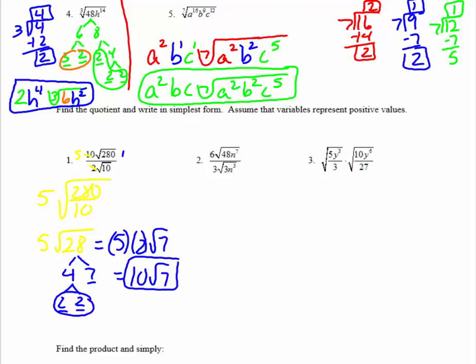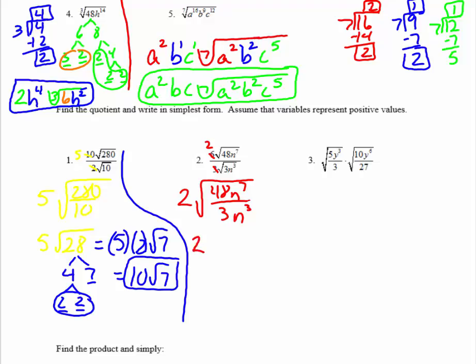Number 2, we have 6 times the square root of 48 into the 7th, all over 3 times the cubed root of 3 into the 3rd. Just like in the previous problem, we are allowed to cancel the 3 and the 6, so we'll get a 2 on top. And because we have the same index, we'll put them underneath the same radical to see if that helps. So we'll have 2 times the square root of 48 into the 7th, all over 3 into the 3rd. So underneath the same radical, are we allowed to reduce?